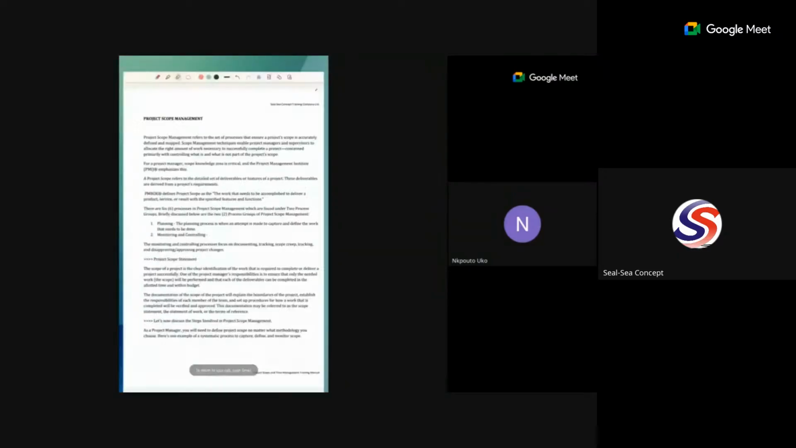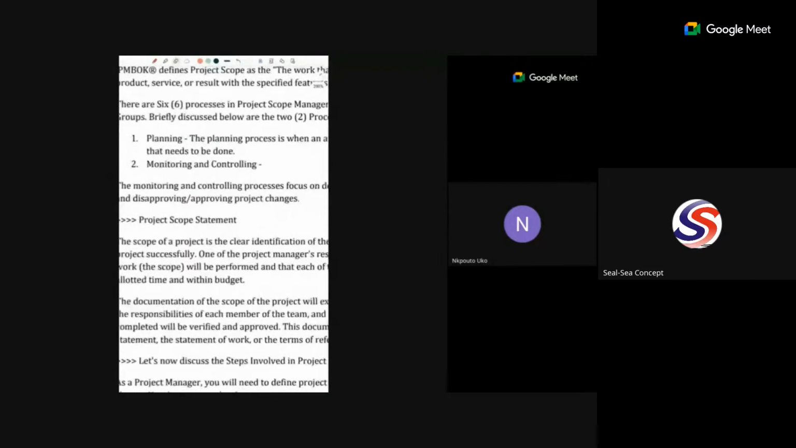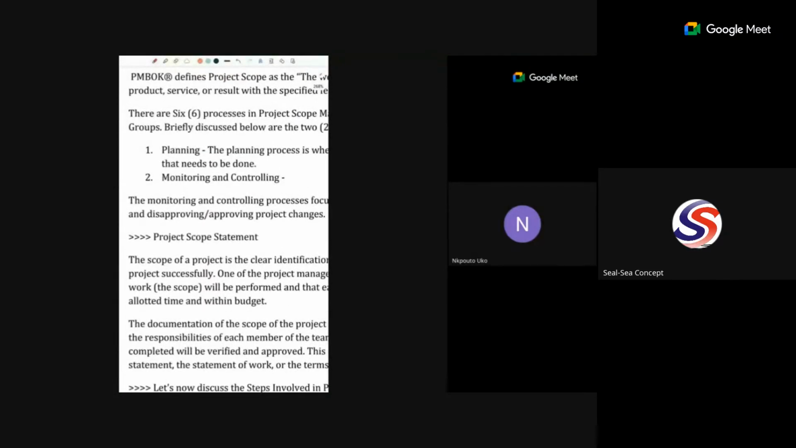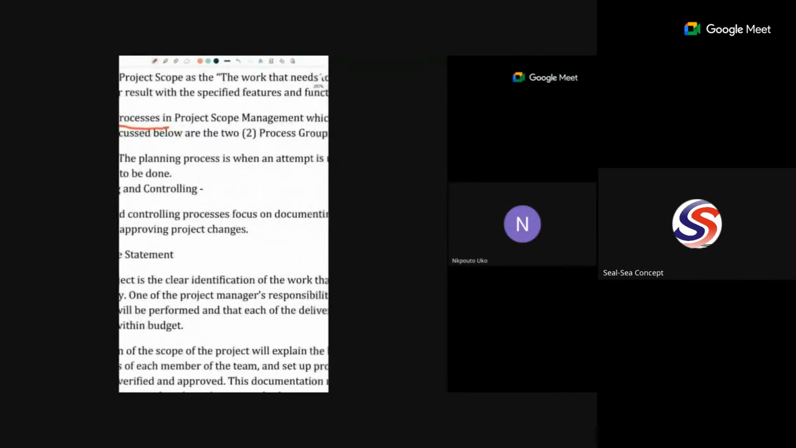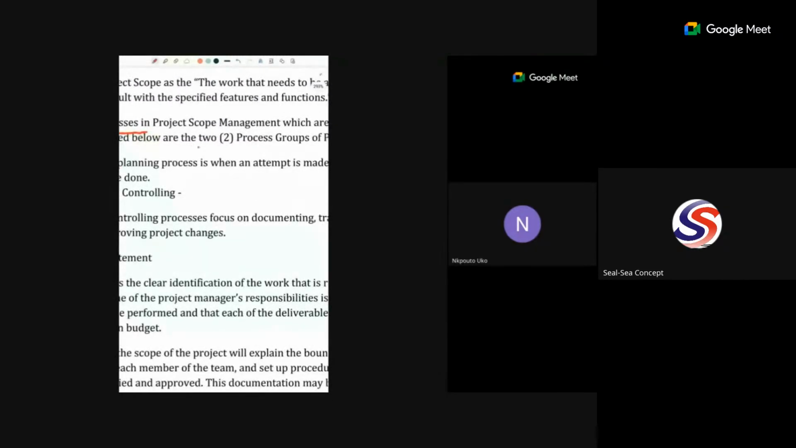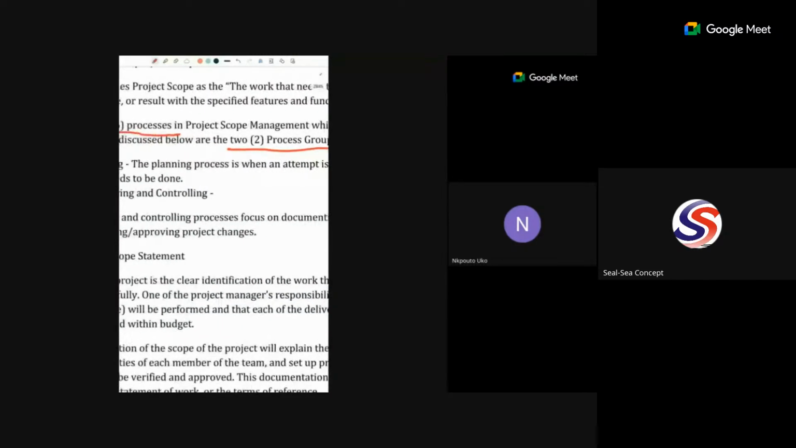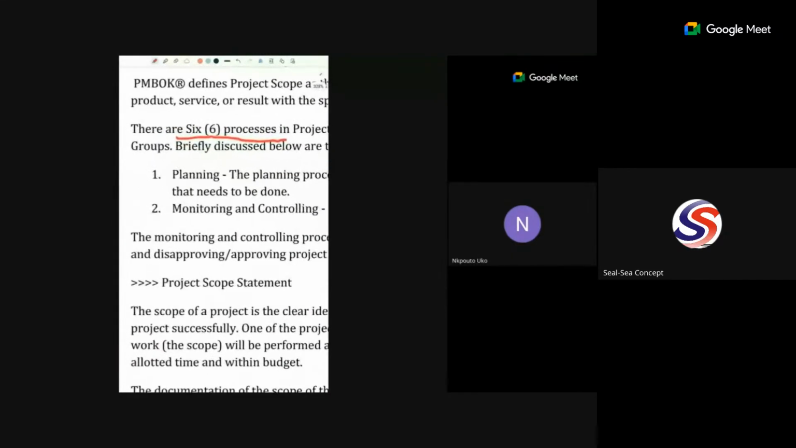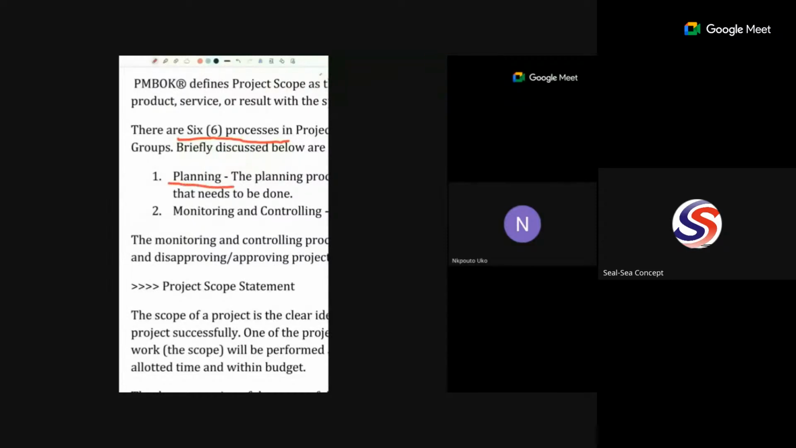So, what we are discussing now is what I've mentioned, that we have 6 processes in project scope management. And these 6 processes fall under only 2 process groups. And these 2 process groups are planning, and monitoring and controlling. Everything you will do under project scope management only falls under planning, monitoring, and controlling. You are not executing anything. You are only drawing the scope of your project.